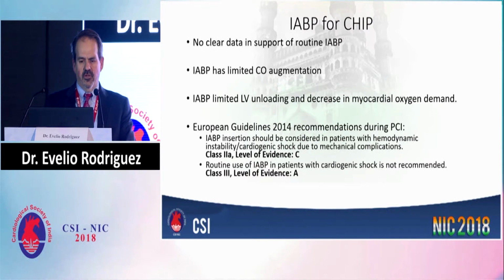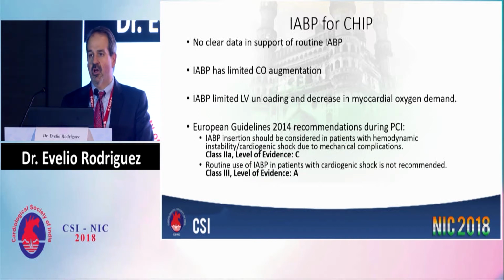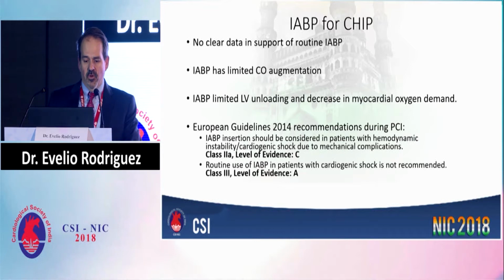So in summary, in terms of the intra-aortic balloon, there's no clear data supporting its routine usage. It has limited cardiac output augmentation and limited left ventricular unloading and decrease in myocardial oxygen demand. Therefore, when you look at the guidelines, you have a class 2A indication for patients that become hemodynamically unstable, and the routine usage of the intra-aortic balloon in cardiogenic shock is not recommended. In fact, it's a class 3 indication.